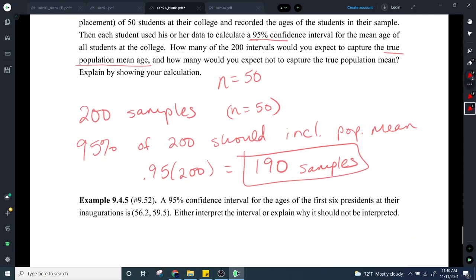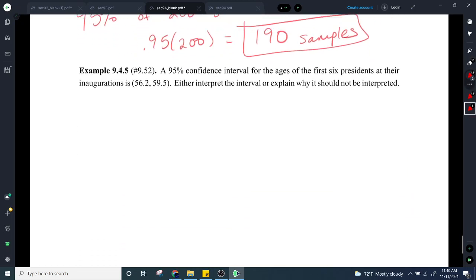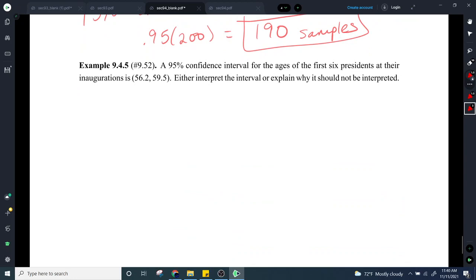All right, a 95% confidence interval for the ages of the first 6 presidents at their inaugurations is between 56.2 and 59.5. Either interpret the interval or explain why it should not be interpreted. It's kind of a silly question here. I would say we should not do a confidence interval on this, right? A confidence interval is not necessary here.